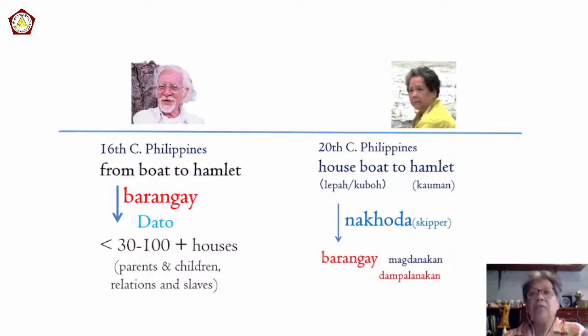Ito yun eh. Ito yung kauman eh. Di ba? Kamag-anakan yan eh. Di ba? At saka yung aliping mamamahay o may sagigilid siguro. For us, you know, in my study of the 20th century, we found, I show you in the Kobo, the houseboat creating a hamlet. You have this nakoda, the skipper. You see, nakoda is a Persian word meaning skipper. So this is used by Islamic peoples because this is of Persian origin.